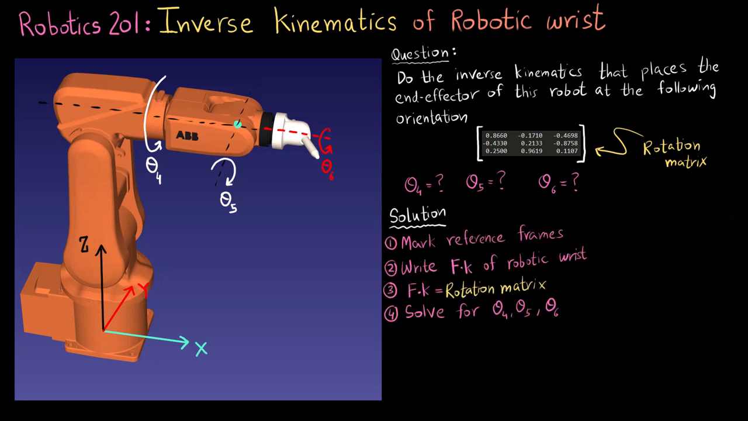So here are the steps that I'm going to follow to get the solution. First thing first is I mark out the reference frames, which I have already done. Second is I write out the forward kinematics of the robotic wrist in terms of the variables theta 4, theta 5, and theta 6. Then in the third step, I'm just going to compare my forward kinematics, my answer from the second step, with the rotation matrix, which is this one. So I just compare the two things together and I solve for theta 4, theta 5, and theta 6. And I get those values. Isn't that simple? Right? So let me show you how that is done.